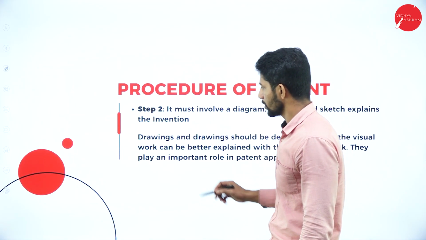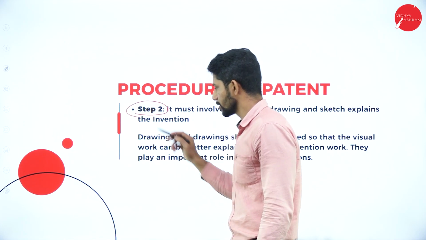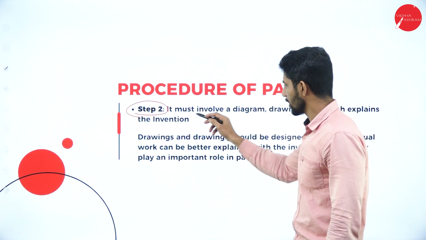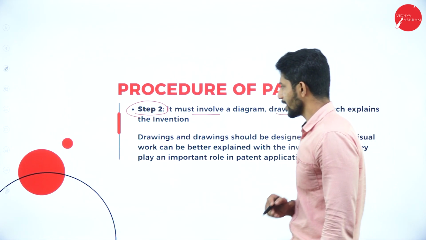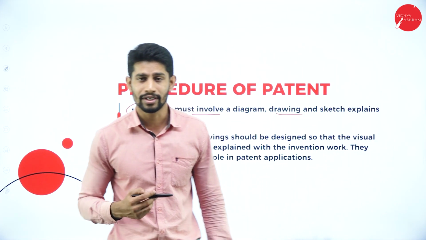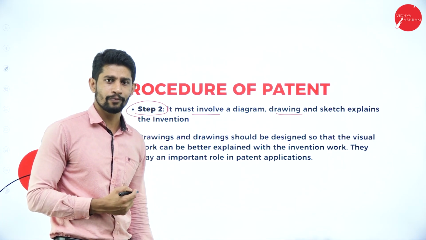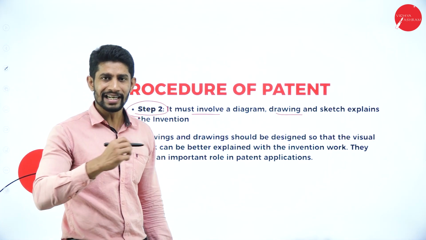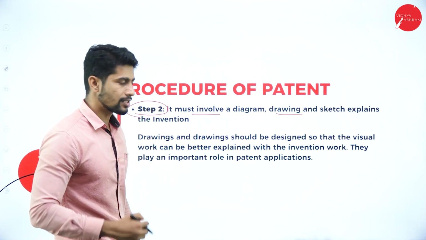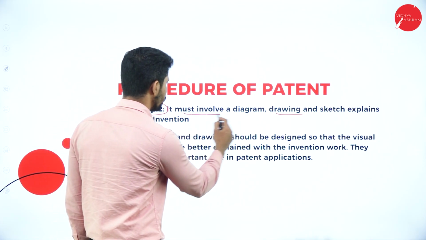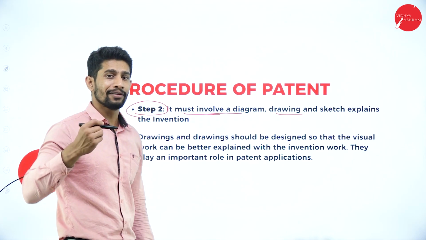Next, if you look into step 2, it must involve a diagram, drawing, or sketch that explains the invention. First, in step 1, you are going to give the information in writing in detail about what you are going to invent. In step 2, you are going to give the diagram of the invention.